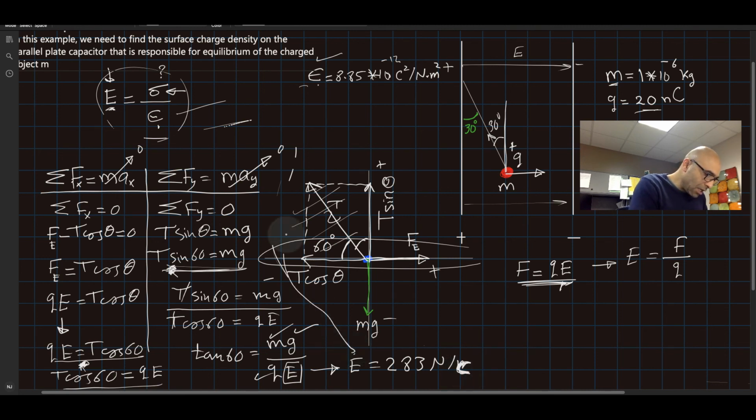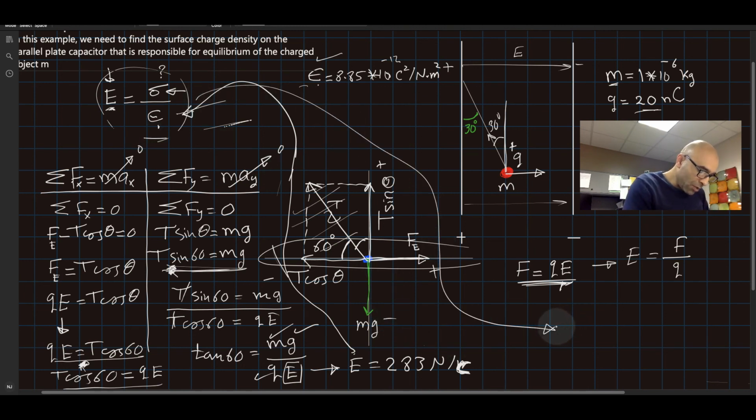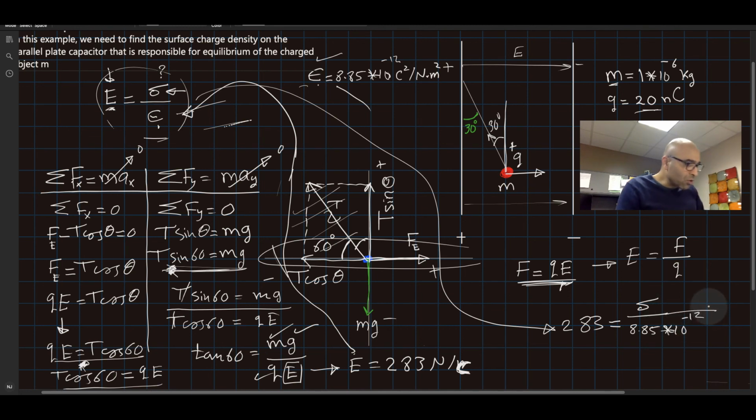Now take this E and plug it into this equation that we started with. E is equal to sigma over epsilon 0. So let's take this here because we have more space here. E, which is 283 Newton per Coulomb, is equal to sigma, what we're looking for, divided by epsilon 0. We know what epsilon 0 is. It is 8.85 times 10 to the minus 12 Coulomb squared per Newton meter squared. And if you do this calculation, cross multiplication and divide, you get sigma is equal to 2.9 times 10 to the minus 9. This is a surface charge density. Surface charge density, so it should be Coulomb per meter squared.